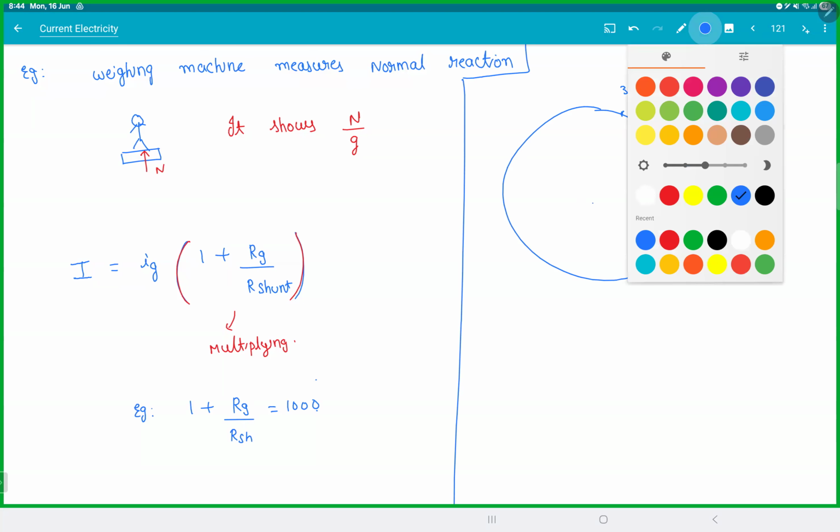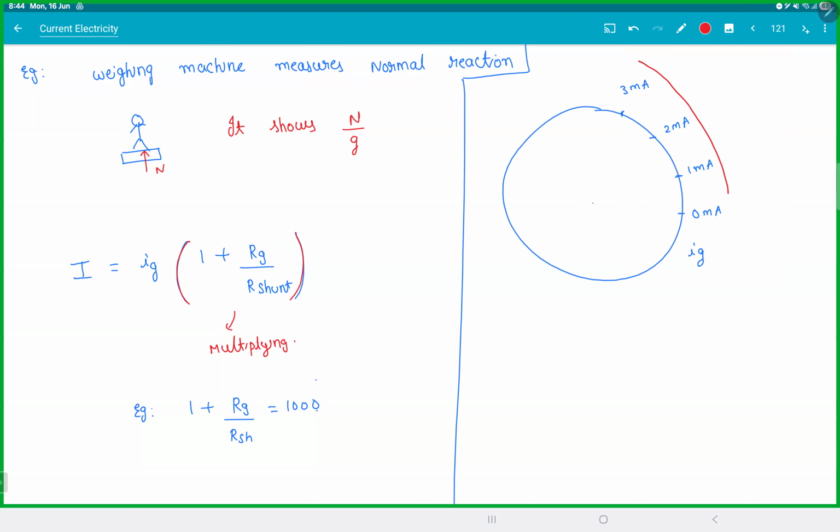Now what I'm suggesting is, erase all these numbers and multiply each number with 1000, because capital I is nothing but Ig times (1 + Rg/R shunt). So this number becomes 0 ampere, this becomes 1 ampere, this becomes 2 ampere, this becomes 3 ampere. Whenever the current in the galvanometer is 2 milliampere, the capital I is 2 ampere, isn't it? So even though the galvanometer is measuring Ig, it is showing you capital I. Is that making sense, how we manipulated this? This is all because I is 1000 times Ig.